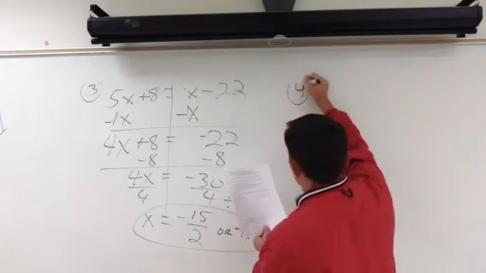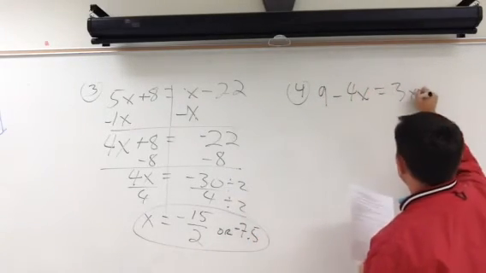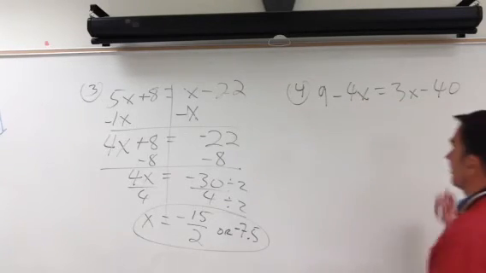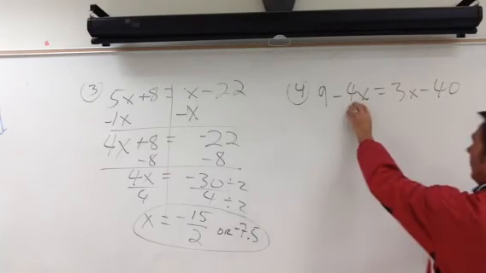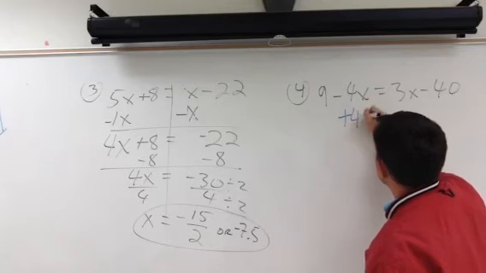Last problem that we're going to talk about. We have 9 minus 4x equals 3x minus 40. Same steps. We see that we have variables on both sides. So again, I'm going to add opposites. Because the negative 4x is smaller than 3x, I'm going to add the opposite of a negative 4x.